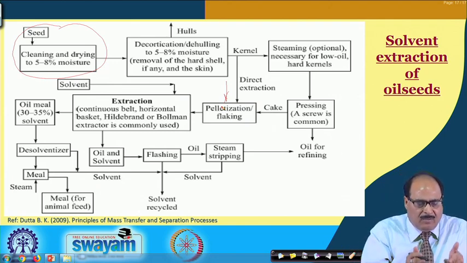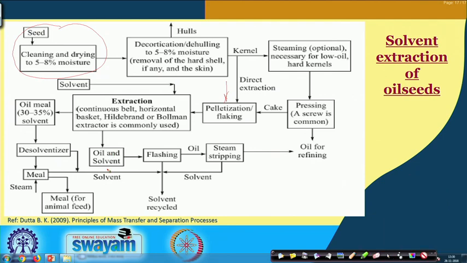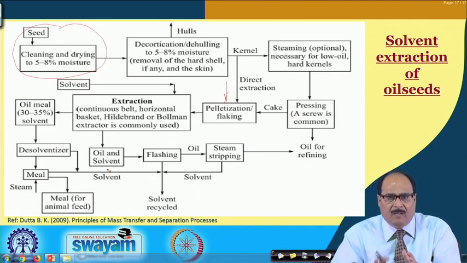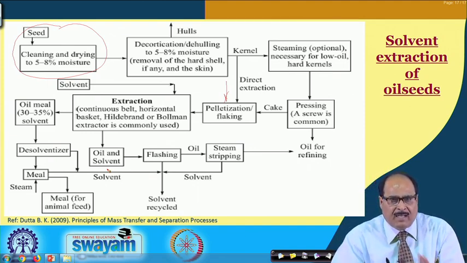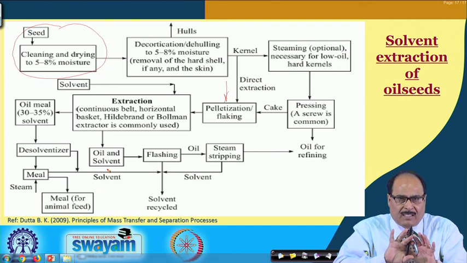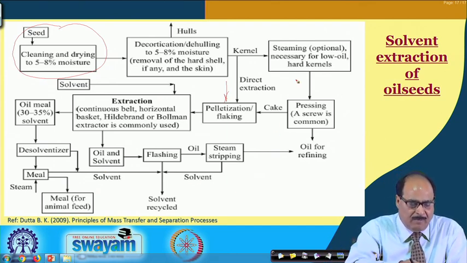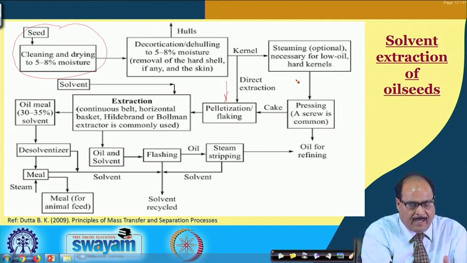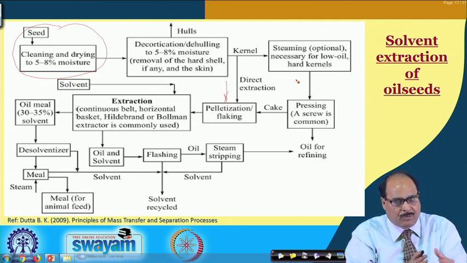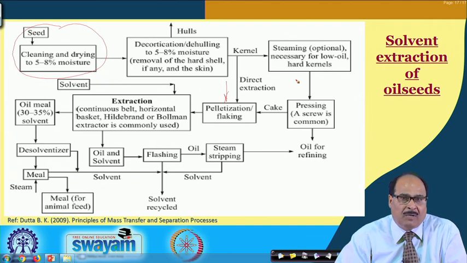And then finally, we get oil, that is the miscela, which is a mixture of oil and solvent, and then this miscela is put to the recovery of the oil, that is by flashing or by steam stripping and using appropriate distillation or other methods. The oil is separated from the solvent, and this solvent is again recycled.